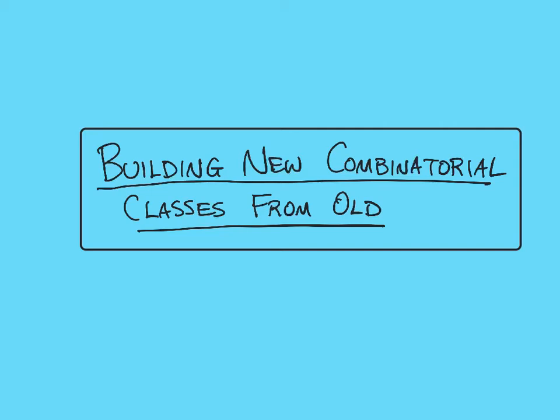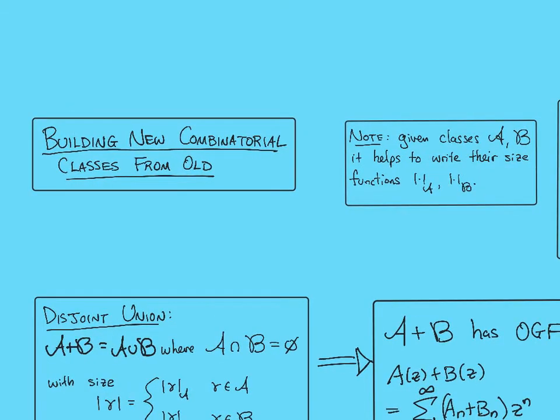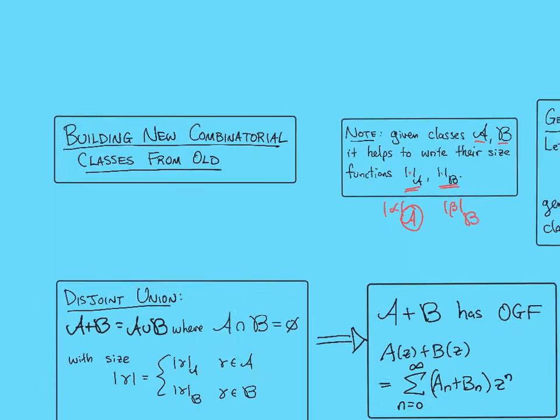Next, let's see how to build some new combinatorial classes from old ones and then see the effect of those constructions on generating functions. So before we go on, when we have two different combinatorial classes, we'll write their size functions like this. This absolute value with a dot just means we would be plugging in alphas from A into this size function associated to the combinatorial class A, and we'd maybe be plugging betas into this one associated to B.